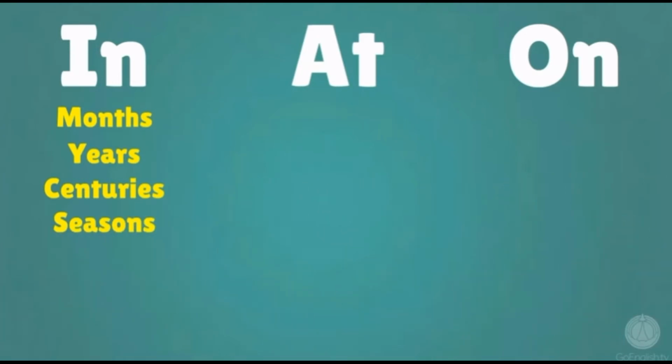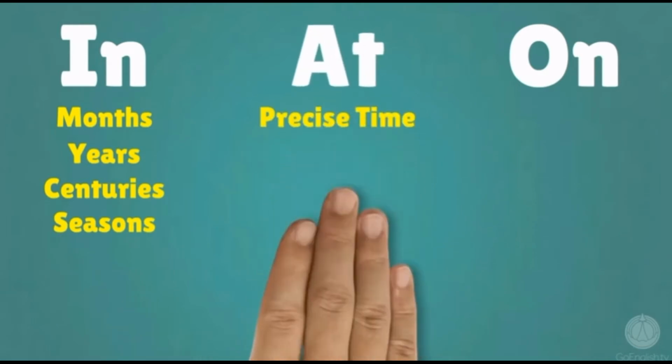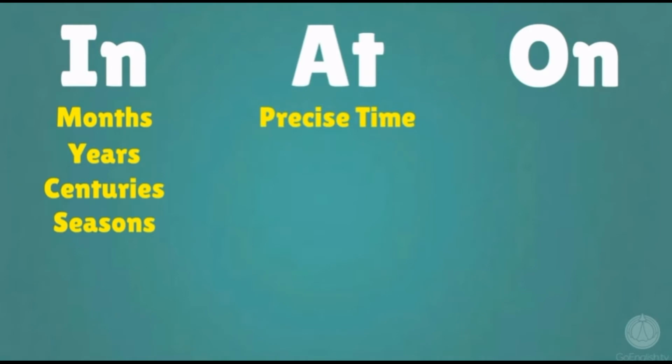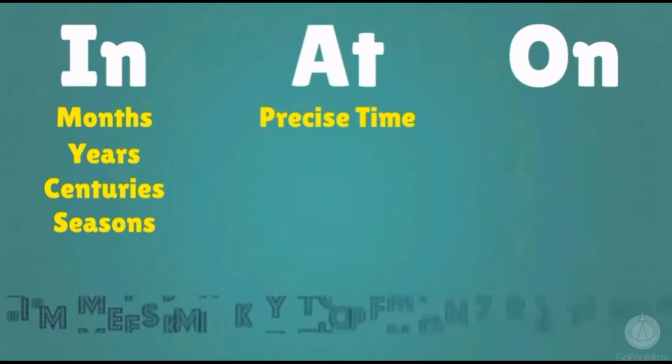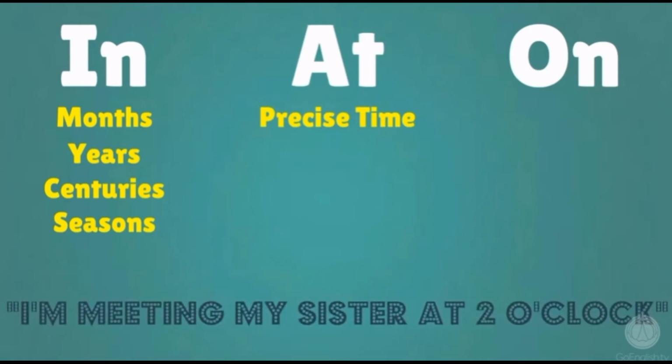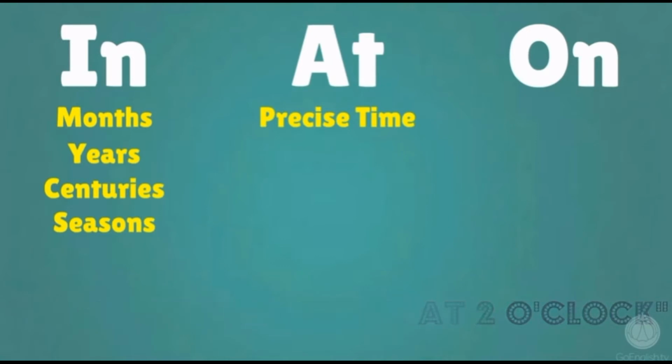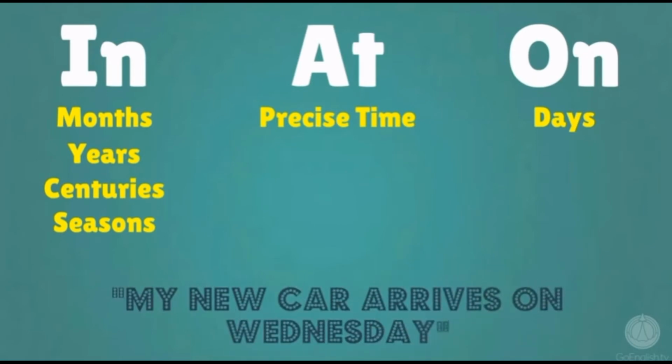At, we use to indicate precise time. Example, I'm meeting my sister at 2 o'clock, okay? Indicating the hours. And on, we use on to indicate days. Example, my new car arrives on Wednesday.